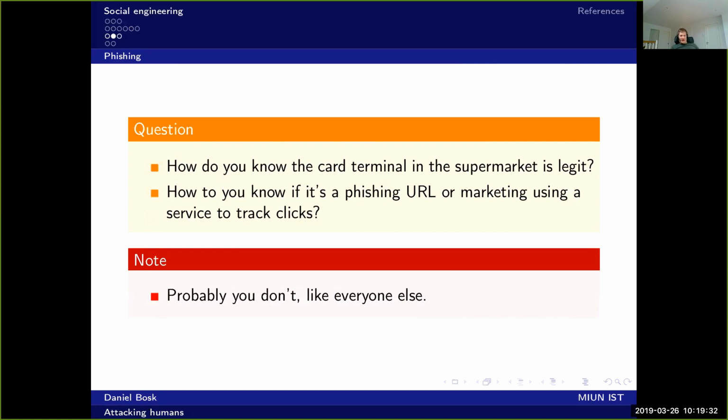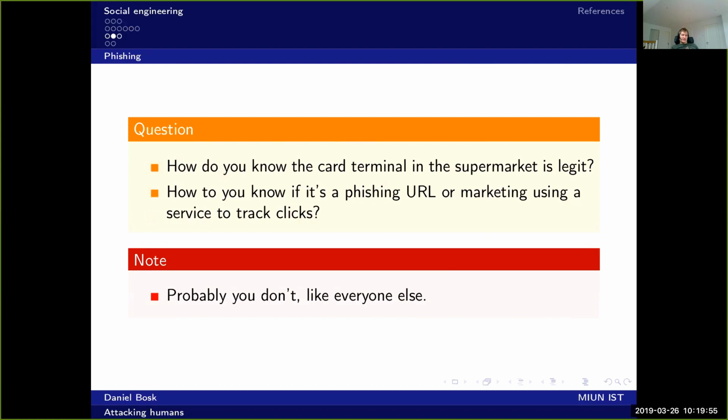And the same thing: how do you know if it's a phishing URL or if it's marketing using a service to track clicks? You've probably received a bunch of newsletters, and probably a lot of them have links with URLs which are not even remotely related to the URL of the company sending the newsletter.